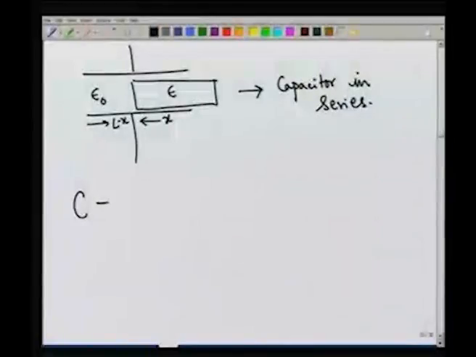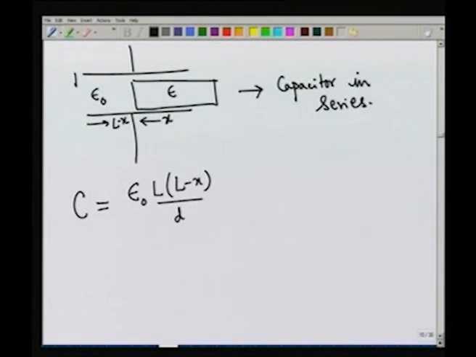So my total capacitance is simply given by epsilon naught L, let me be careful, L minus x divided by d, where d is the separation between the two plates, plus epsilon L x divided by d. This is my total capacitance. Perhaps one would like to collect all the terms in a systematic fashion. So what I shall do is to pull out epsilon naught L squared by d. In writing this expression I am imagining two plates which are squarish in nature and they have a side L. The length of each side is equal to L.